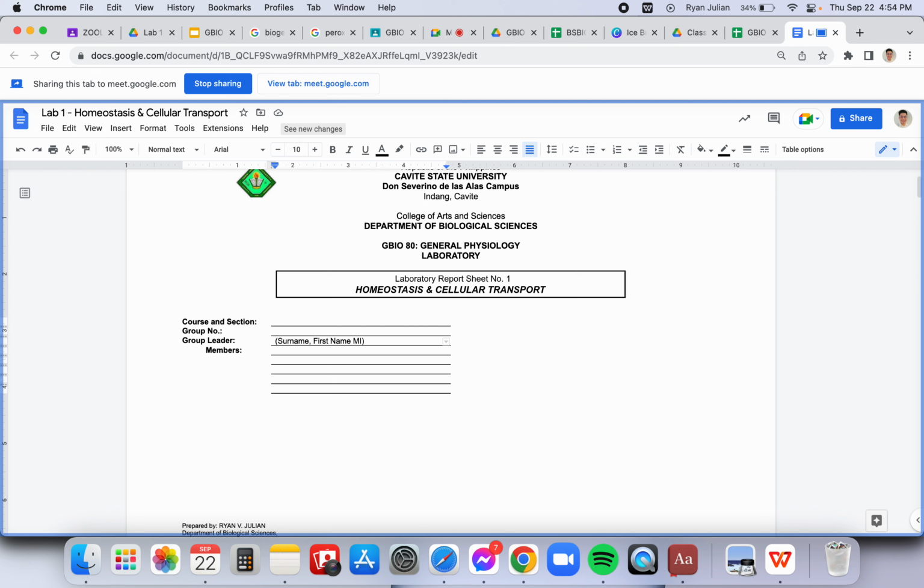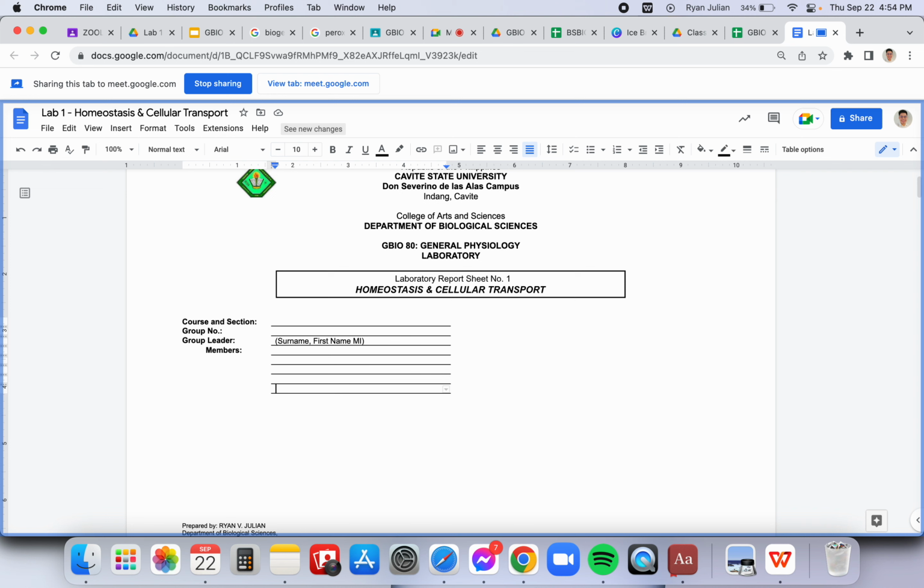Okay, mag-a-assign tayo ng group leader. Siyempre, ayoko naman mag-decide. Ayoko maging pala decision na ako gagawa ng group leader. So, mag-a-ask ako from each group kung sino yung gusto nyo pong i-assign na group leader. So, bali, ang ginawa ko, we have 7 groups with 6 members each kasi 42 students kayo. Ayun. Just write your members here. Bale, 5 siya. 1, 2, 3, 4, 5.